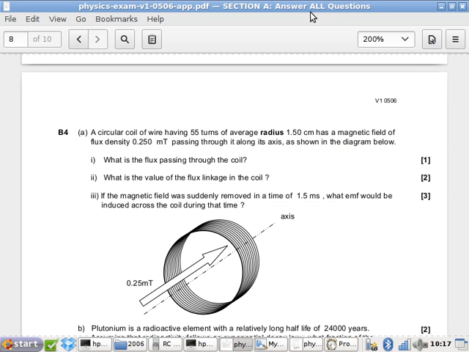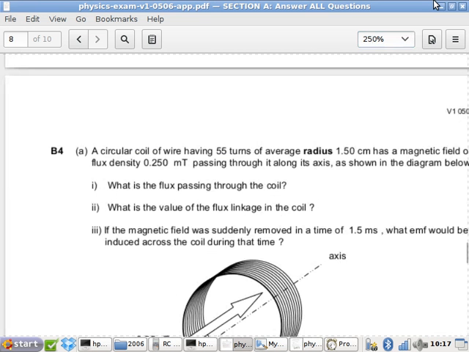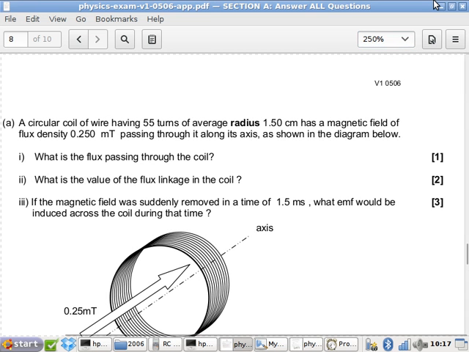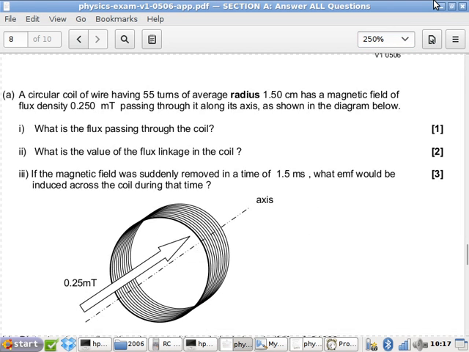Can you do this, Sean? Part 1 and part 2? Yeah. Too small. Too small? Goodness sake. What's the formula for the flux? Can you use it? What's the formula for the flux?